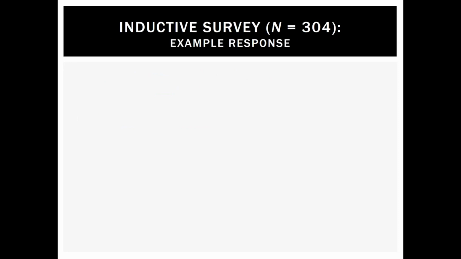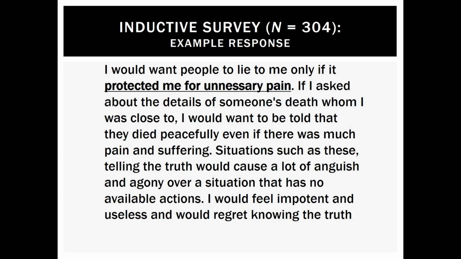All right, so I just want to start with a prototype of one of the participant responses. So this participant says, well, I would want people to lie to me only if it protected me from unnecessary pain. If I asked about the details of someone's death whom I was close to, I would want to be told that they died peacefully, even if there was much pain and suffering. In situations such as these, telling the truth would cause a lot of anguish and agony over a situation that has no available action. I would feel impotent and useless and regret knowing the truth.